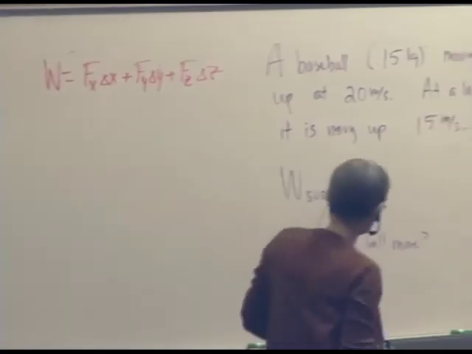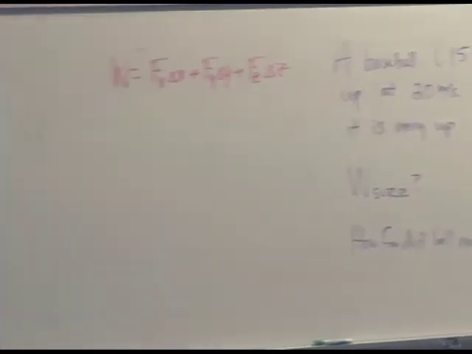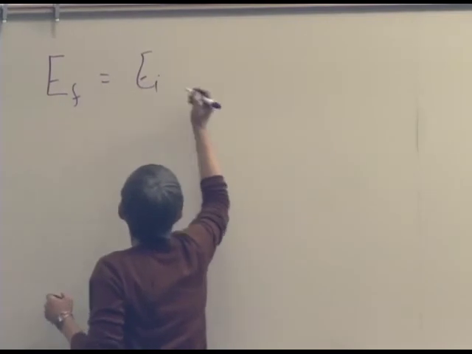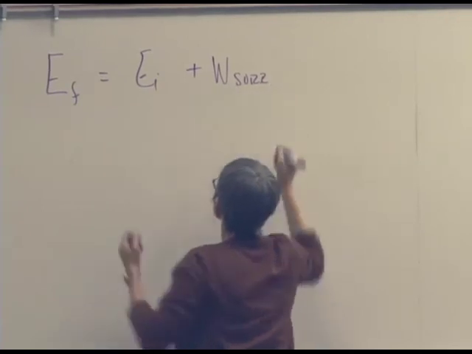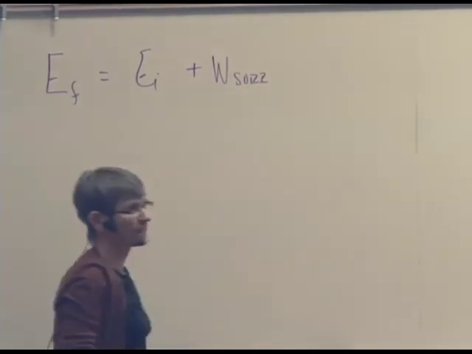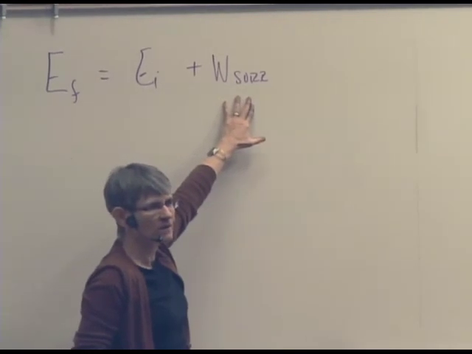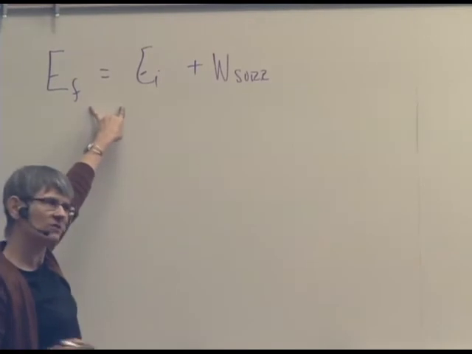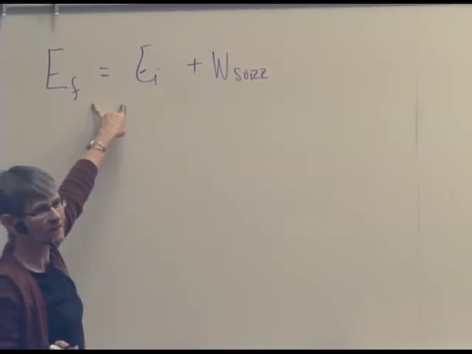But can we use the energy principle to calculate work? So here's the energy principle. We have E final is E initial plus work done by the surroundings. This is what we want to know. Here's the unknown. So if we found E final and E initial, we could get it, right? Can we find them? Yeah. So how do we do that?